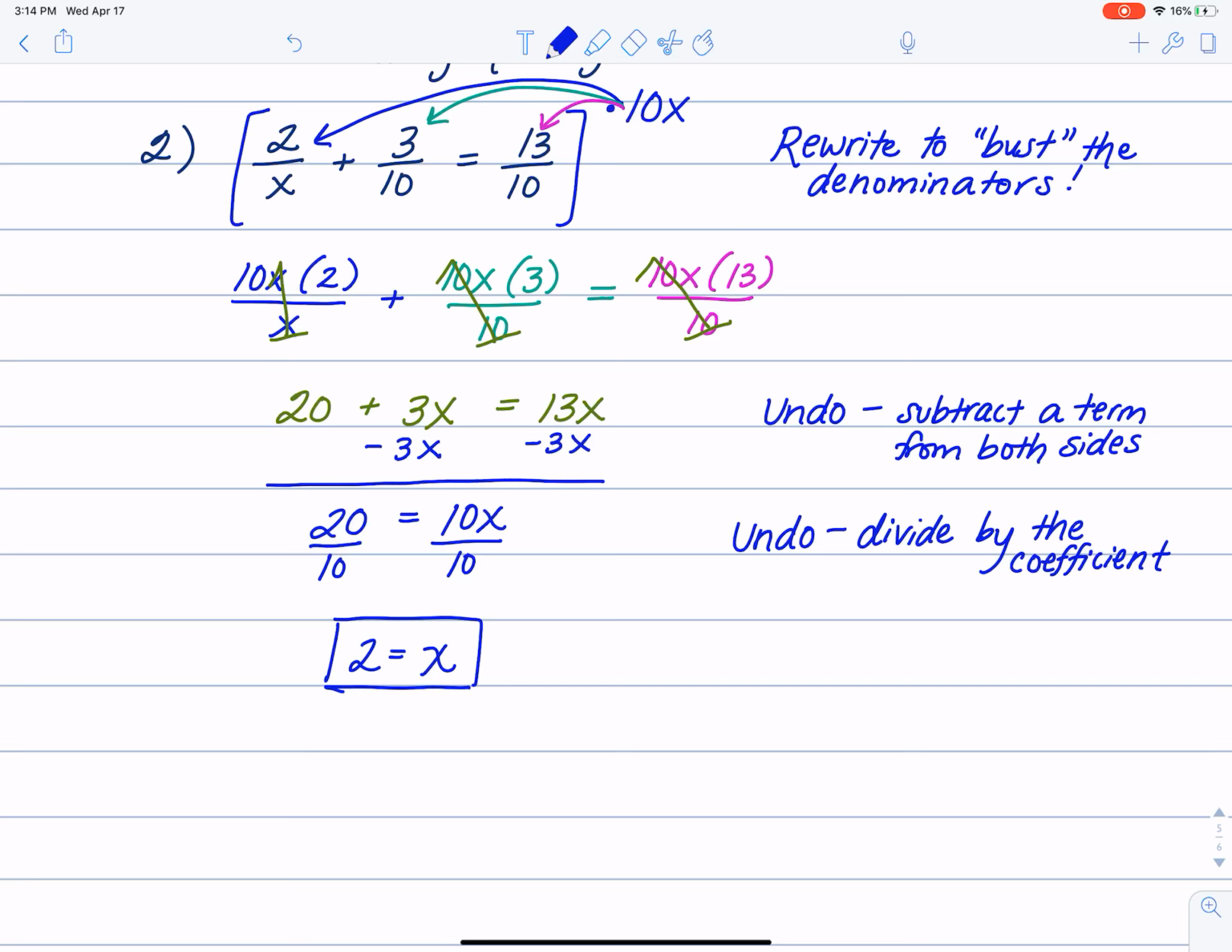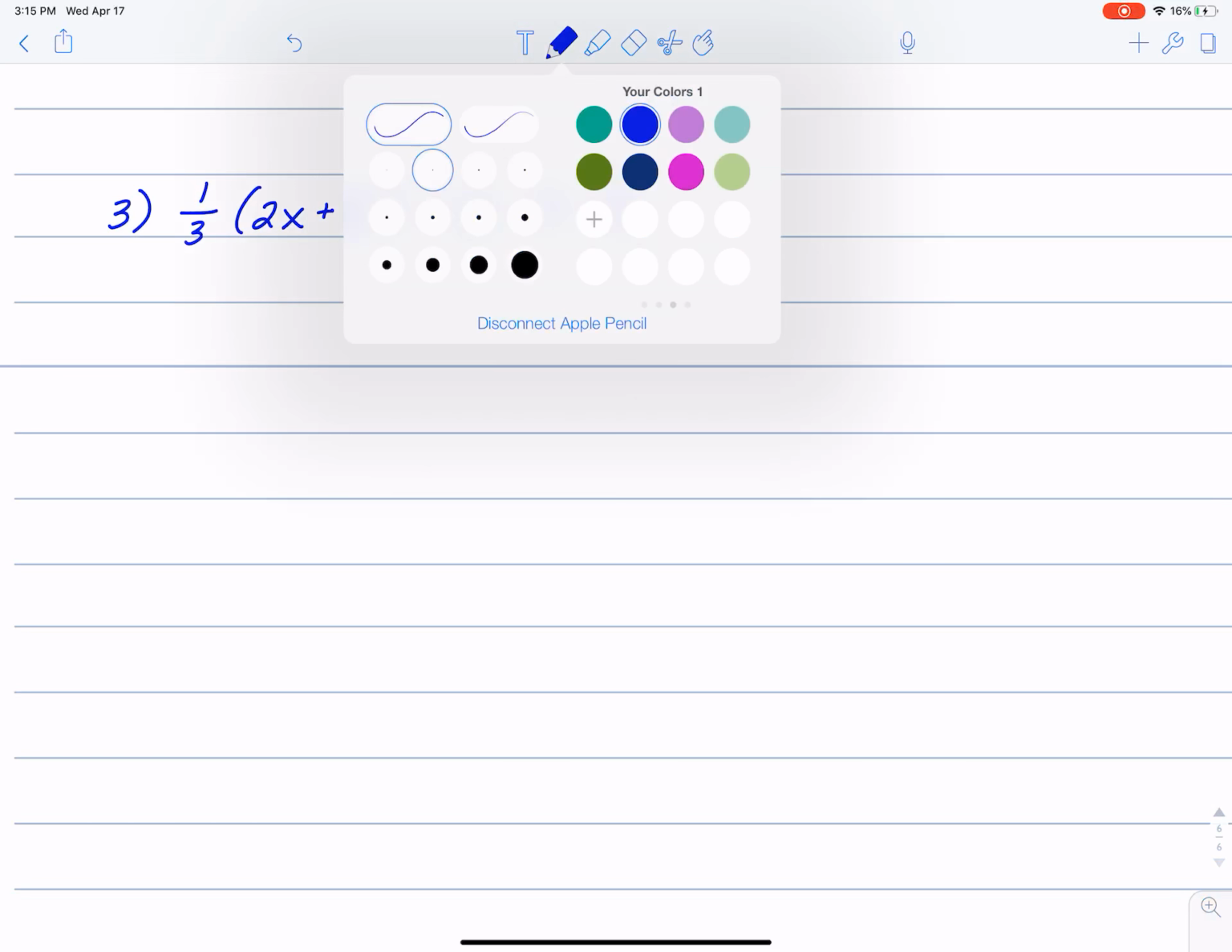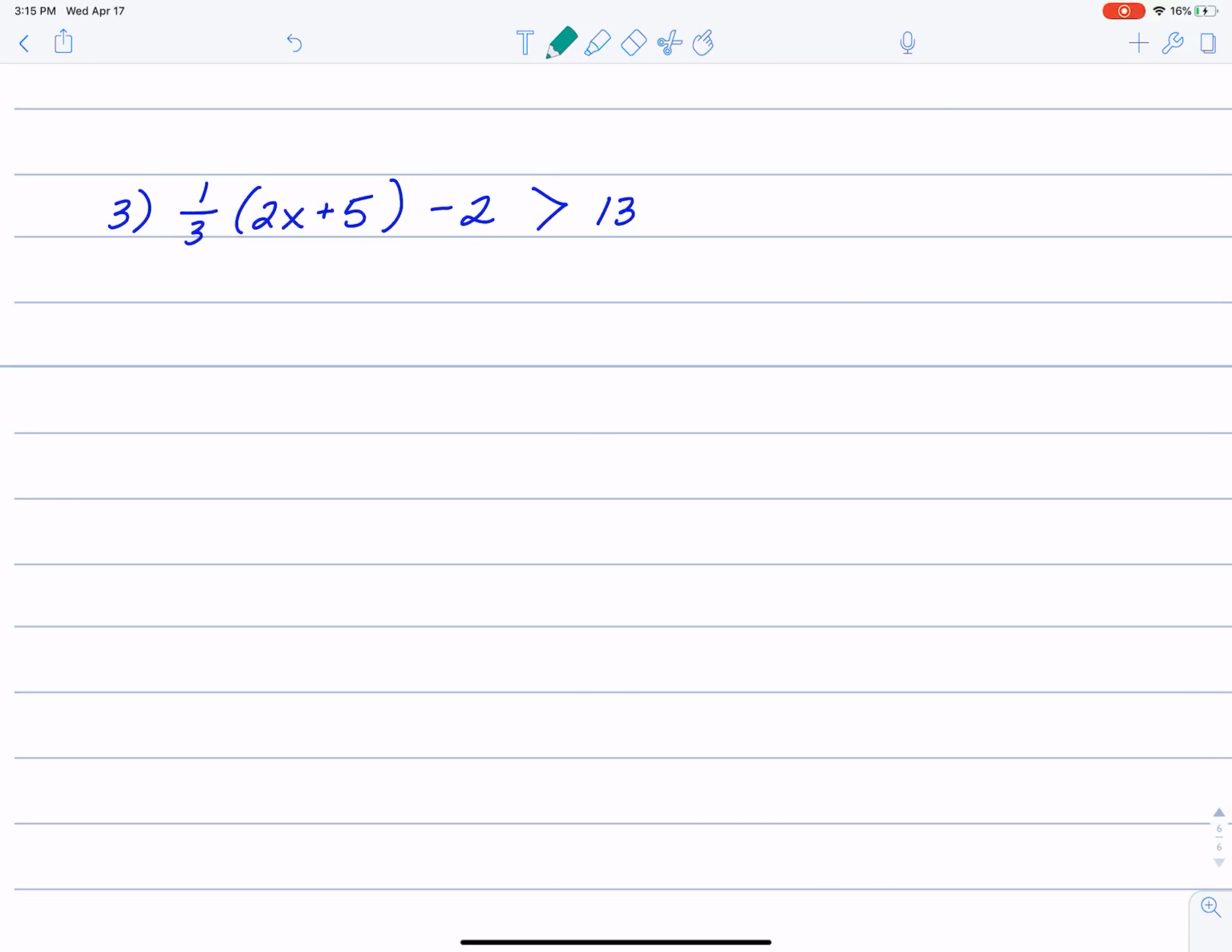All right, let's do one more. Practice problem number 3. Let's do 1/3 times 2x plus 5, and that quantity, let's see, minus 2 is greater than 13. Yeah, that'll be a good one. Okay. So this might look a little bit daunting at first. There are going to be a lot of steps involved for this, but it'll be great.